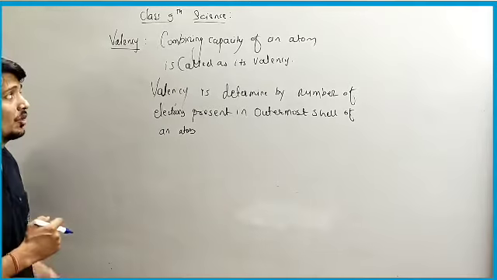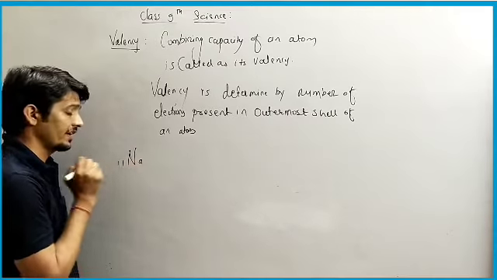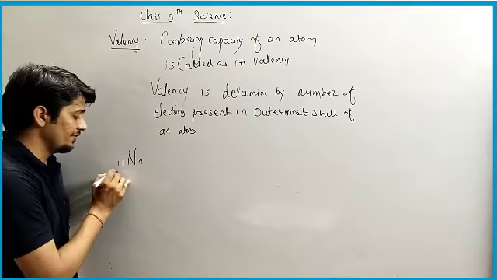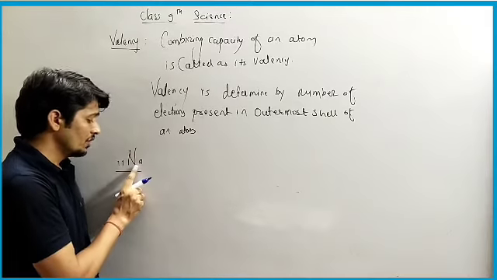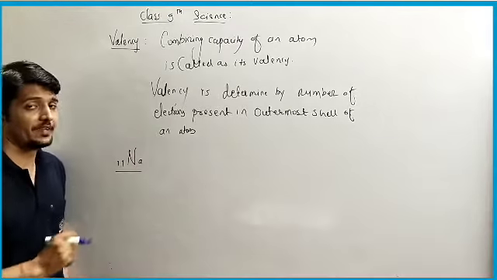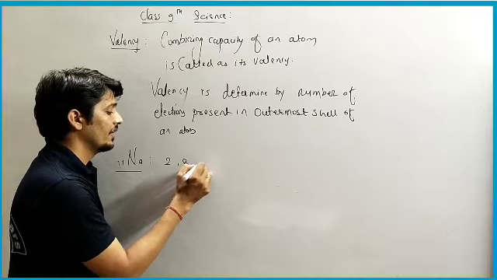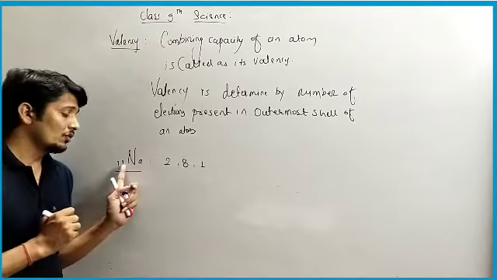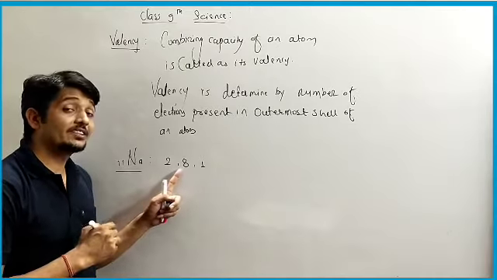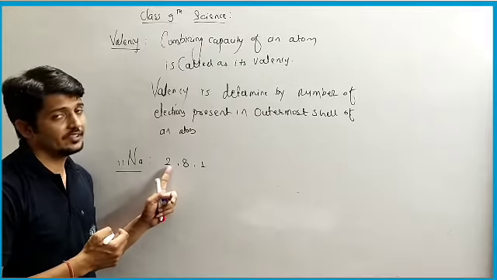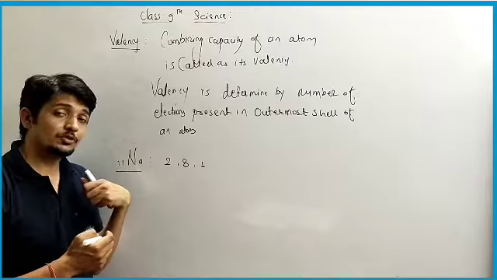So let's discuss more about valency now. What is the valency of sodium? We have to check the example. Okay, so we have to identify the valency of the atom sodium. We know the atomic number of sodium is 11, and its electronic configuration is 2, 8 and 1. Out of 11 electrons, 2 electrons are present in the first shell and 8 electrons in the second shell. So 2 and 8 is 10. Now in the third shell there is only 1 electron in the case of sodium.